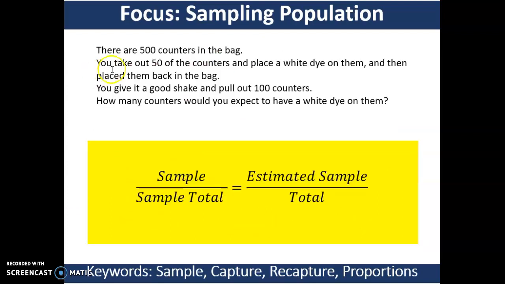Okay, next one. This time you have 500 counters in the bag. You take out 50 of them, and you place a white dot over them. Then you place them back in the bag. You give it a good shake, and you pull 100 counters. So in this case, how many would you expect to get a white dot on them?